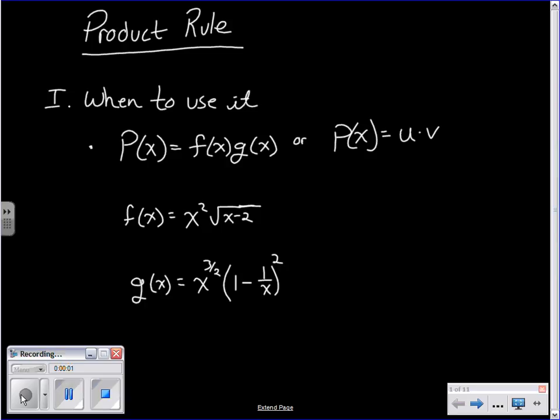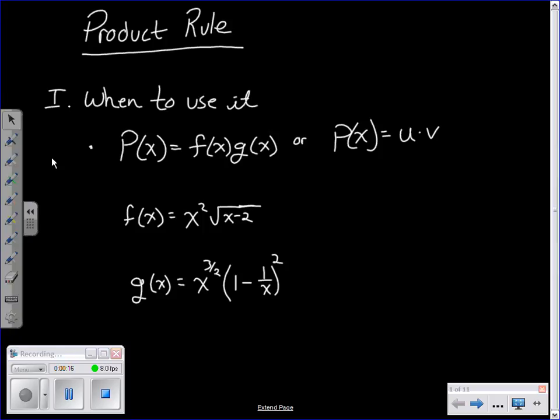All right, so what we have here is product rule, and product rule is a rule whenever you're finding derivatives. What you want to do is notice that you have a function that's made up of a product of two separate functions. So in this case, we have something like p of x, p for product, equals f of x times g of x. So f is a function, g is a separate function, or maybe we could call it p of x equals u times v.